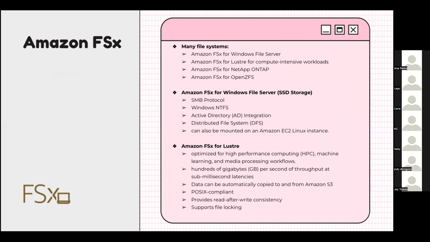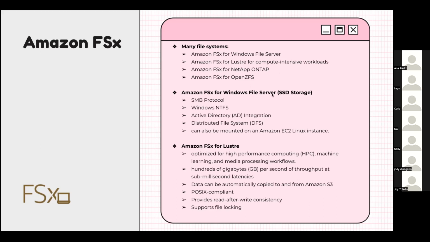So if you need other specialized file systems shared for Windows, we have FSx for Windows. For HPC or high performance compute, you have Lustre. For those using NetApp ONTAP and OpenZFS, no? These are some specialized shared file systems, right?